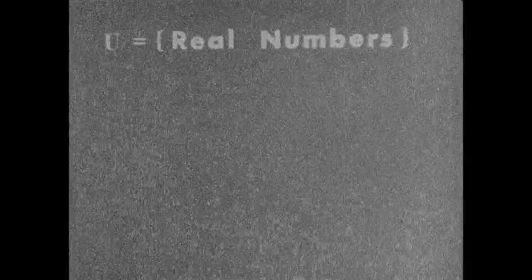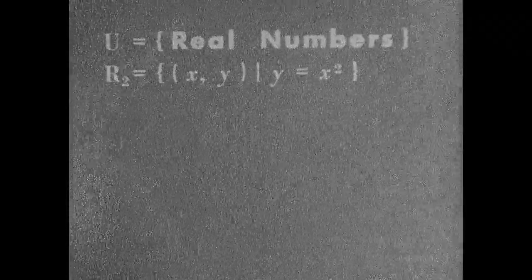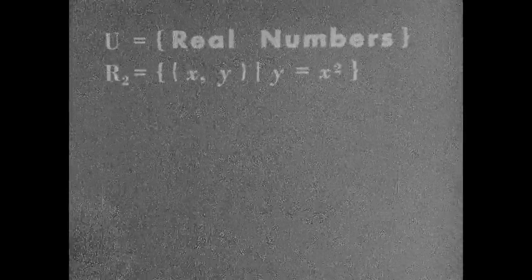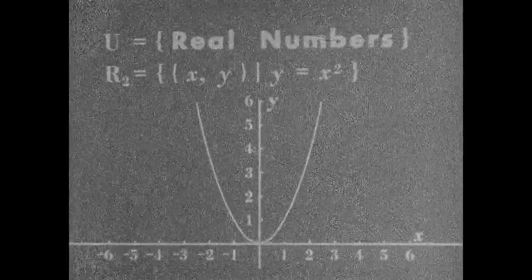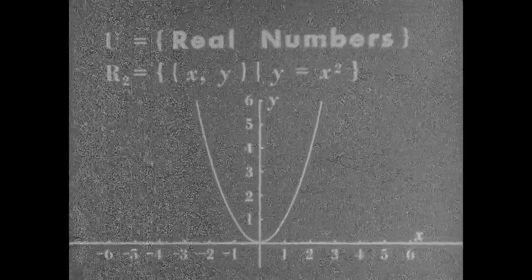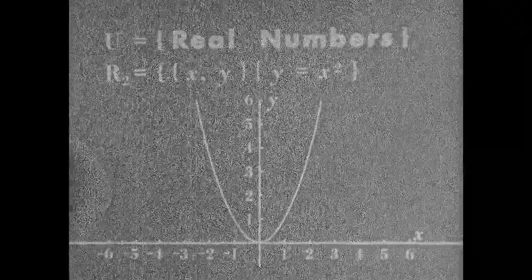As a final example, we will take as our universal set a number system used in high school algebra, the set of all real numbers. Here is the set we want to graph. The set of ordered pairs x, y such that y equals x squared. The resulting graph is a parabola extending indefinitely into the first and second quadrants.